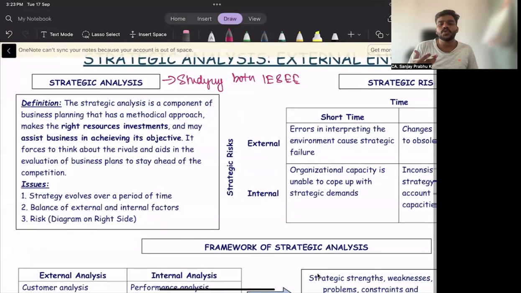So why do you want to study the environment? So that you can make the right resource investment. You can understand where you have to invest the resources. It will help you to achieve the objective. It will help you to stay ahead of the rival. What is the importance of understanding the environment?